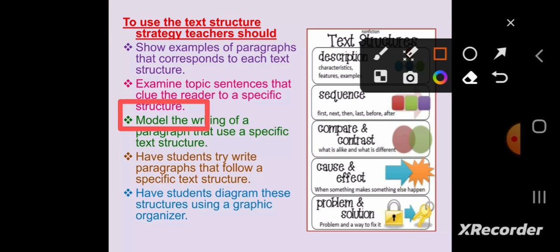Modeling: introduce the subject, describe the characteristics or features, and provide specific examples or illustrate each characteristic. Have students write paragraphs that follow a specific text structure. Have students diagram these structures using a graphic organizer.